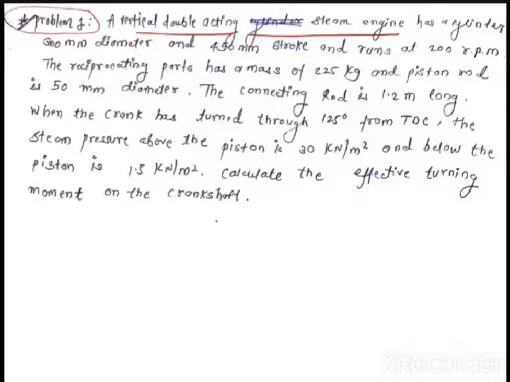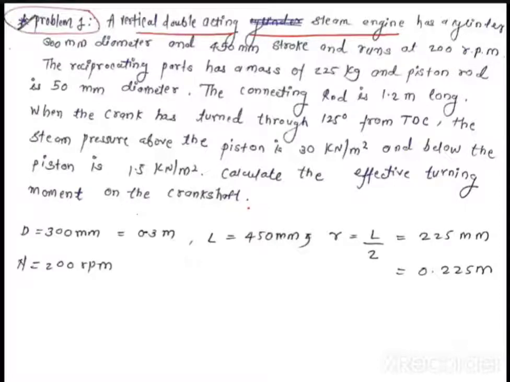So basically we have to calculate all the forces first of all acting on the IC engine. So first of all, let us start. D is equal to 300 mm. So the steam engine has a cylinder diameter of 300 mm. The cylinder diameter is also called the cylinder bore. You may study this in your module number 4 or 5 of IC engine. So we consider it as a capital D, 300 mm.